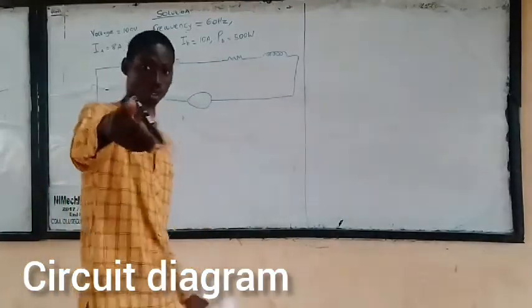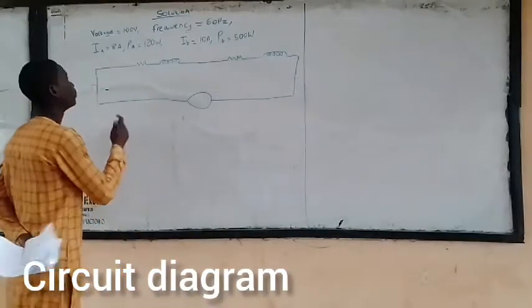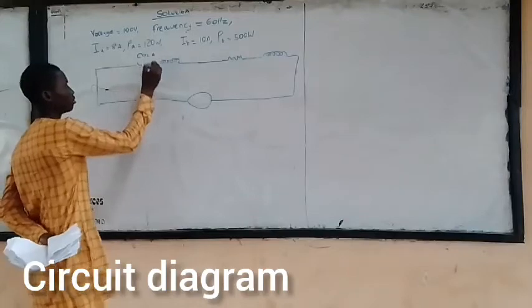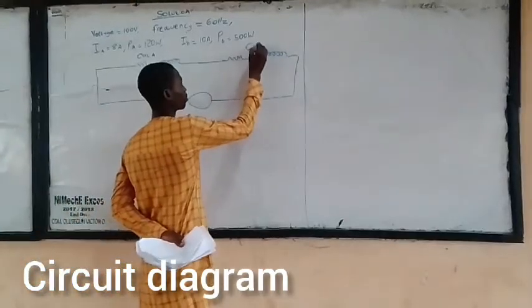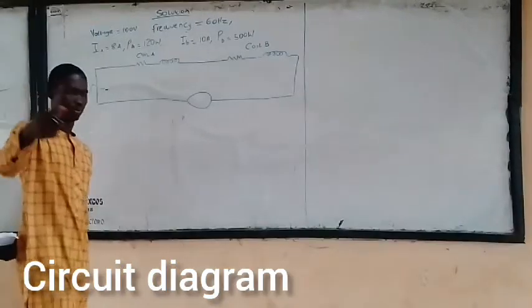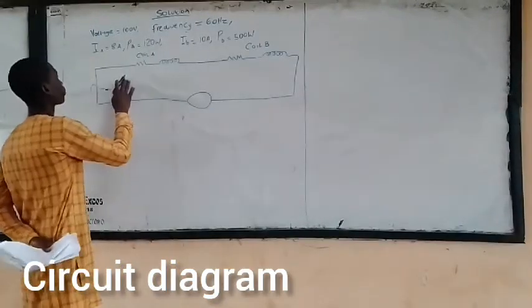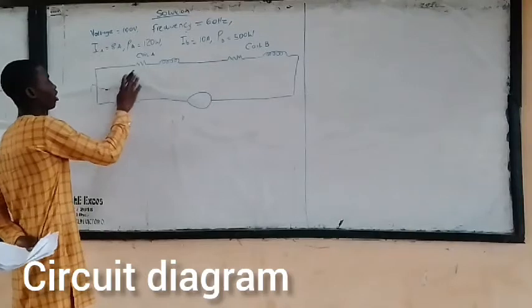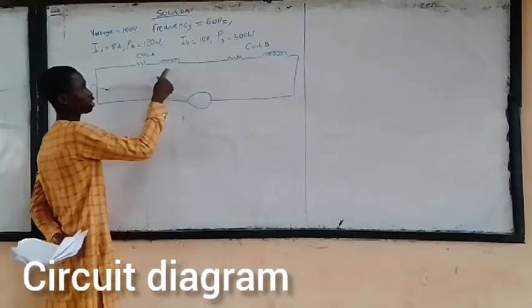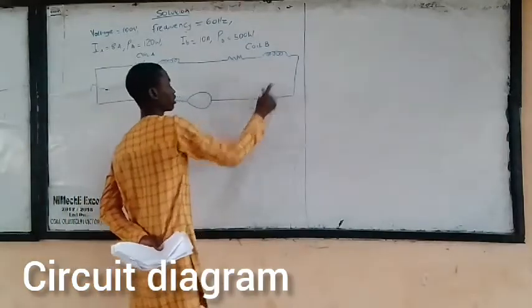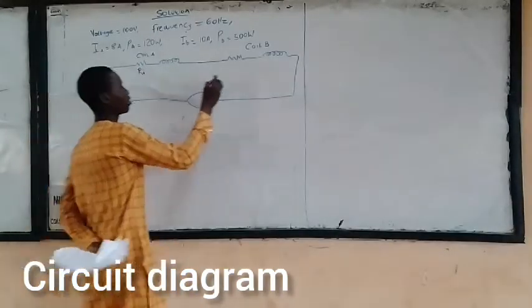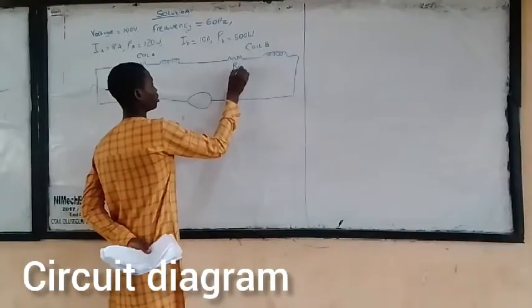Are you there with me? Okay. So now, here is coil A, and this is coil B. We have here two resistors. These are the symbols for resistors, and these are the symbols for inductance. So I call them RA, resistance A, and RB, resistance B.